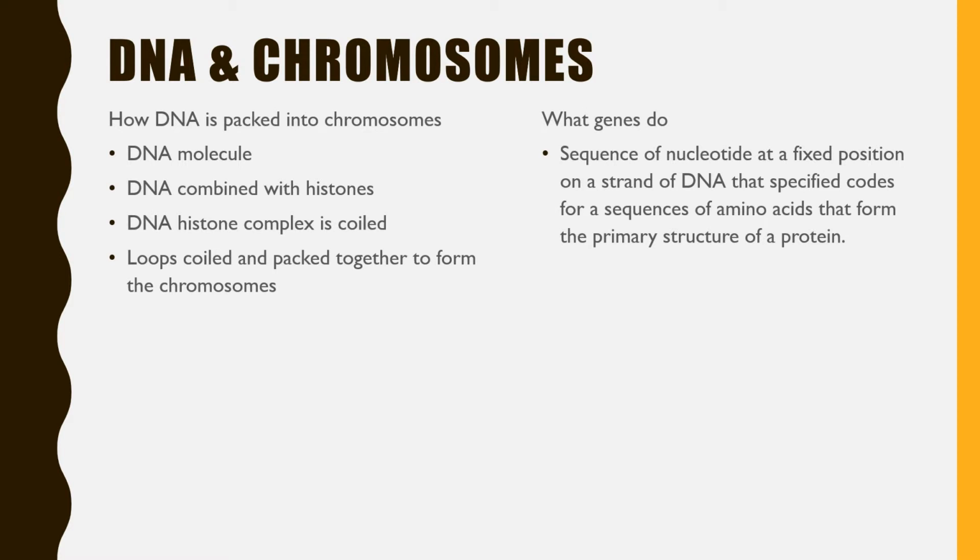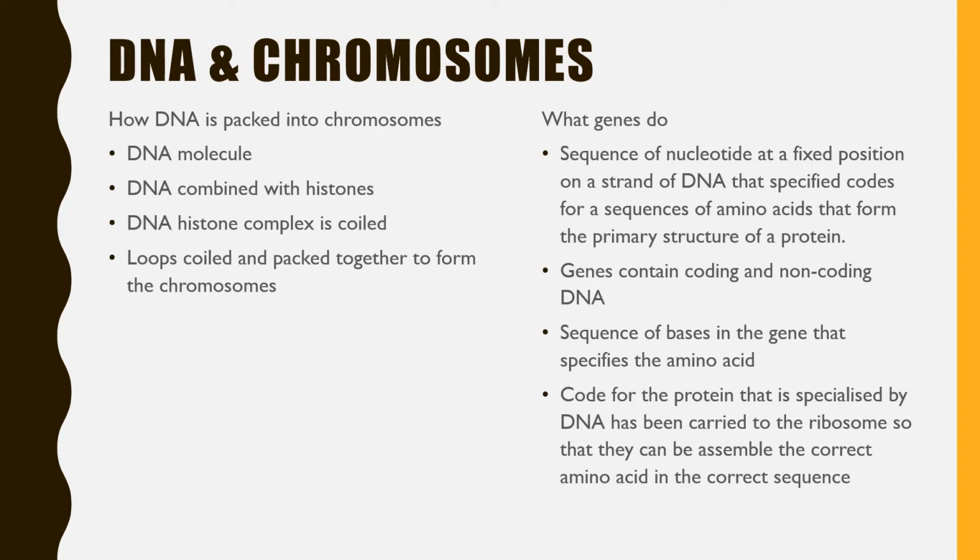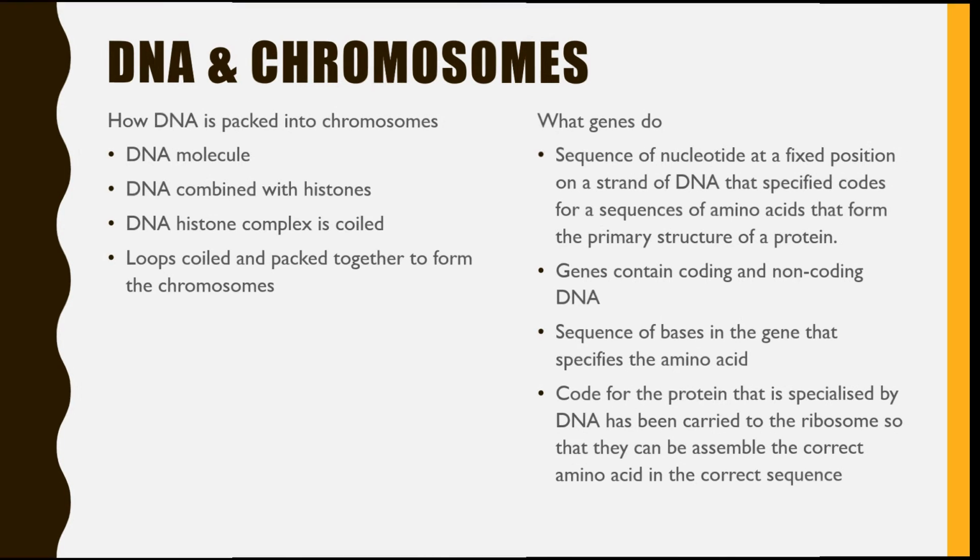So what do genes do? A gene is a sequence of nucleotides at a fixed position on a strand of DNA that specifically codes for a sequence of amino acids that form the primary structure of a protein. Genes contain exons and introns, which are coding and non-coding DNA. The sequence of bases in the gene specifies the amino acids that will be coded for. The code for the protein specified by the DNA is carried to the ribosome so it can assemble the correct sequence and produce the right protein.